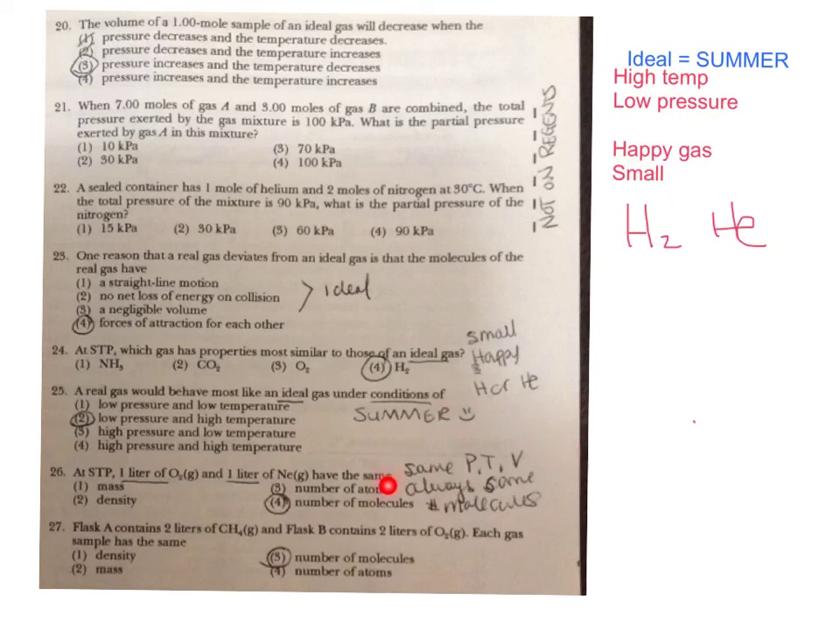So here we can see this big idea on our homework. You can also remember that there are 22.4 liters of any gas at STP.